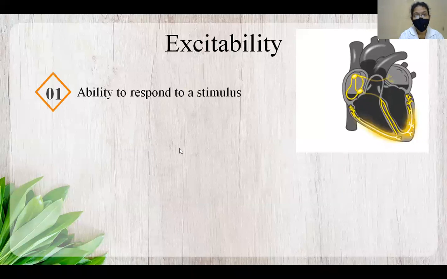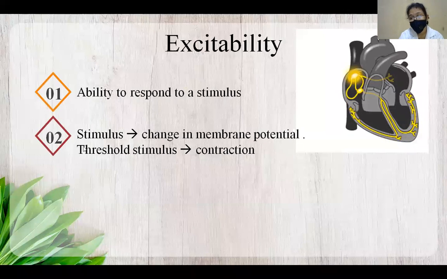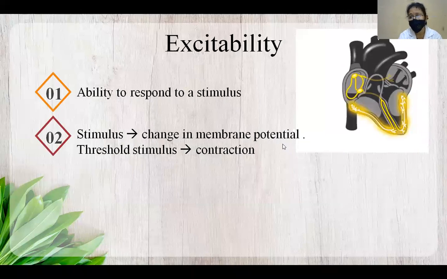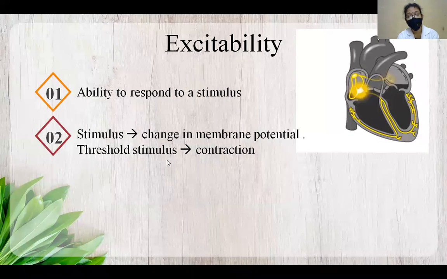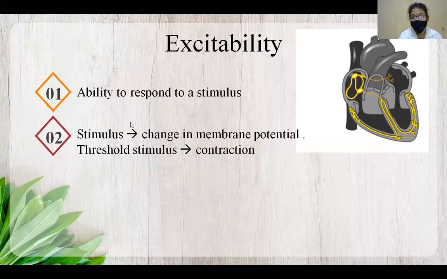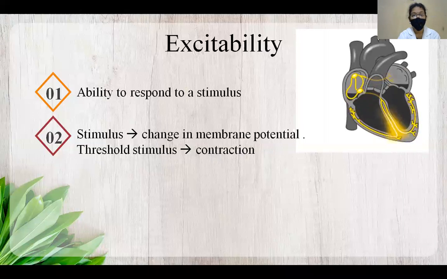So what is excitability? It is the ability of a tissue to respond to a stimulus. So what is a stimulus? Any change in the membrane potential means stimulus. Whenever a stimulus is given, it will cause a change in the membrane potential, that is, exchange of ions in and out across the cell membrane. And only when you give a threshold stimulus will you get contraction. So this is very, very important. It is not just giving a stimulus, it is giving a threshold stimulus. Whenever you give a threshold stimulus to excitable tissue, only then will you get contraction.